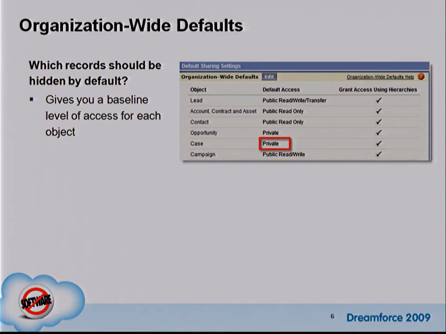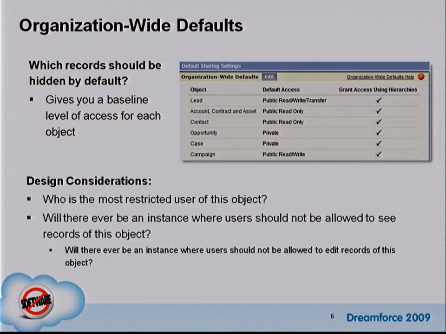So how do you know how to set your organization-wide defaults? Well, what you need to do is think about all your users and consider each of those objects. Okay, so let's think about leads. So I think about leads, I think about all my users, and I think, is there anyone in my organization who shouldn't be able to view all lead information or edit all lead information? And if the answer is, I'm okay with everyone being able to view and edit, then you set your level of security to public read write.